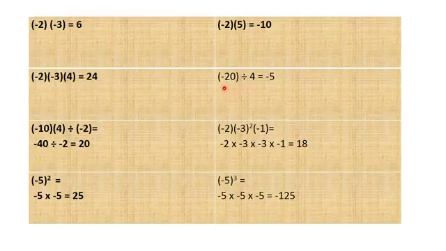Over here, I have minus 20 divided by 4. I'm dividing. So 20 divided by 4, of course, is 5. Is it positive or negative? Well, there's only 1 negative, which is an odd number. So the answer is minus 5.